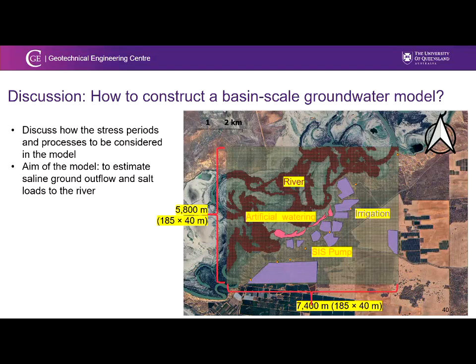Yeah, because in the model, remember, every single stress period could apply different stresses, right? So perhaps you can arrange them in a way that is able to single out the effect of individual processes. Does that make sense? All clear?